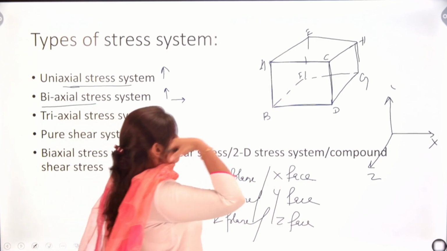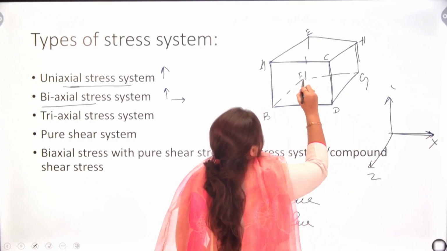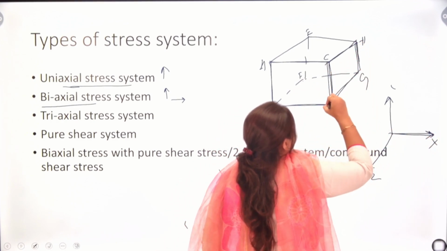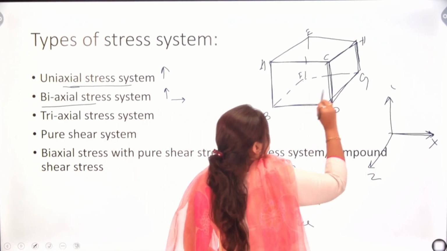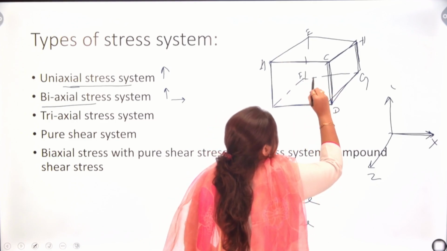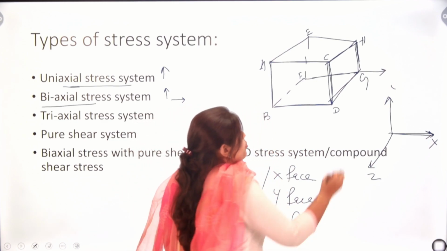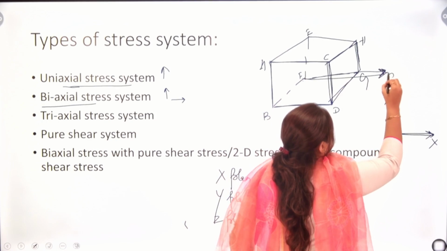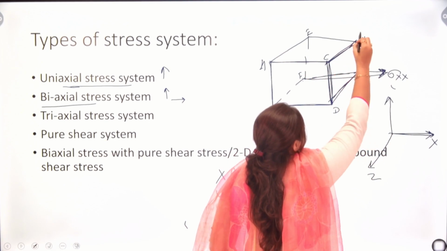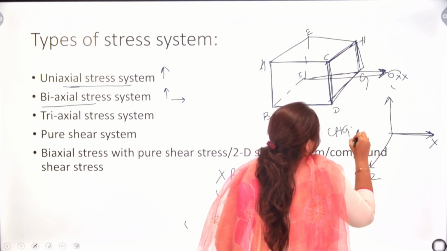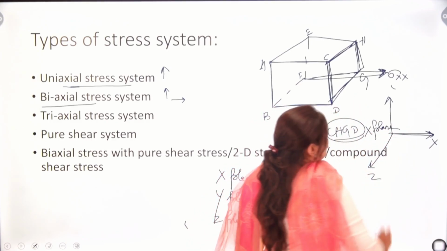So as we know, the x direction is like this. Which plane the direction cuts through, we will term as the x plane or y plane. We know the x direction will cut this plane in this direction. So this sigma xx cuts the plane what? CHGD. So CHGD is our x plane.